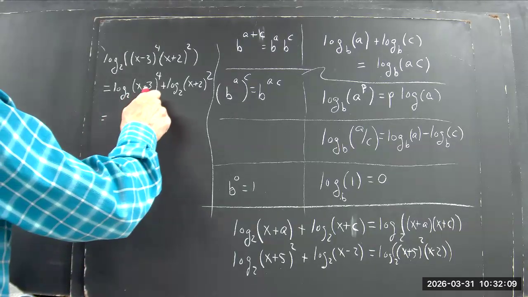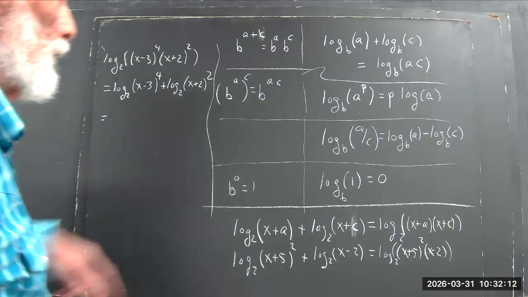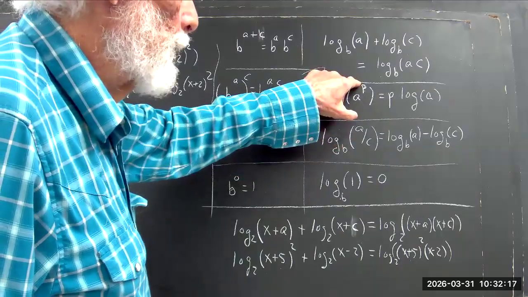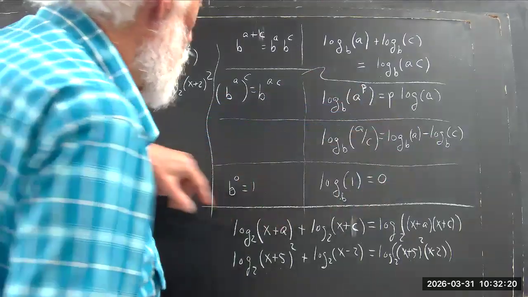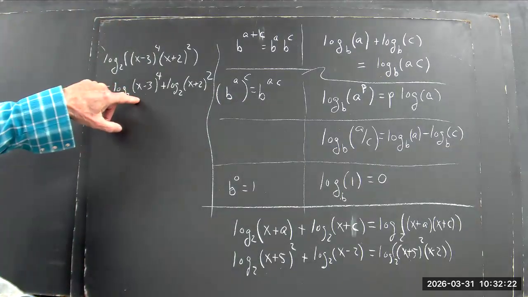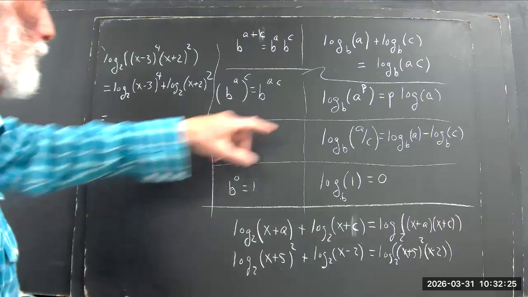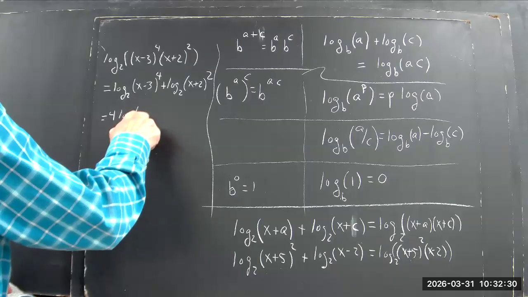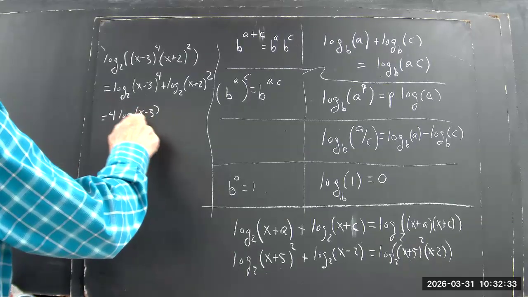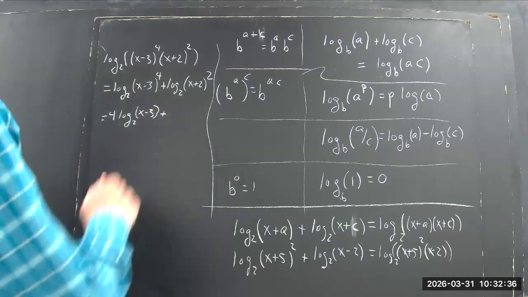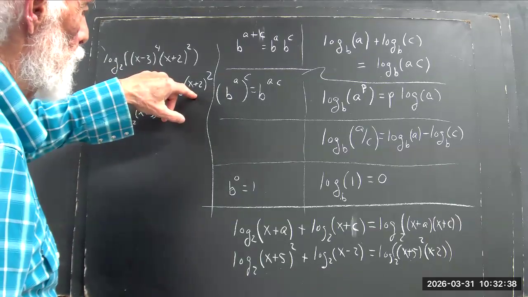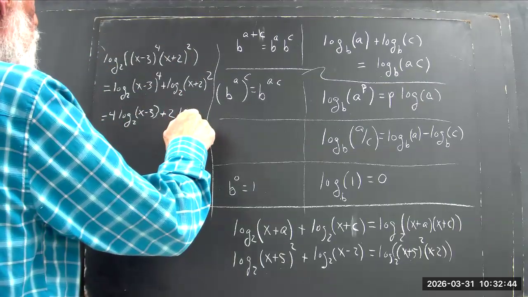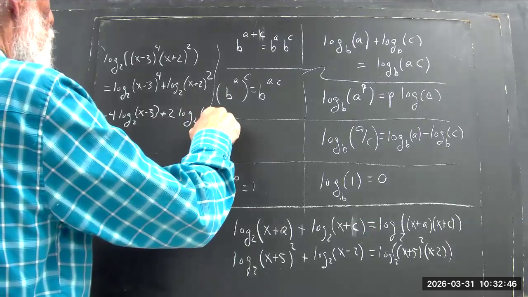But log base 2 of x minus 3 to the fourth is an example of the expression in the second rule: log base b of a to the p is p log a. So here we have log base 2 of x minus 3 to the fourth, by this rule, equals 4 times log base 2 of x minus 3. And log base 2 of x plus 2 squared is 2 times the log base 2 of x plus 2.